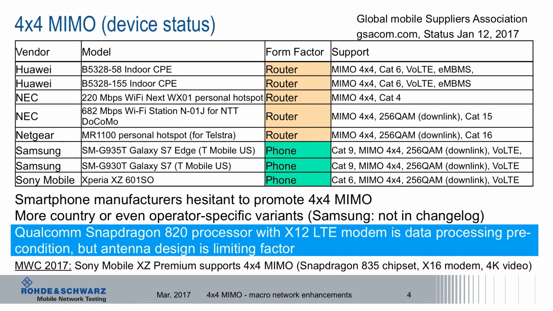And the antenna, 4 uncorrelated antennas in the device. This is very difficult, and the processor here, the Snapdragon 820, for example, with the X12 LTE modem, is just the data processing precondition, but the antenna design is the limiting factor.